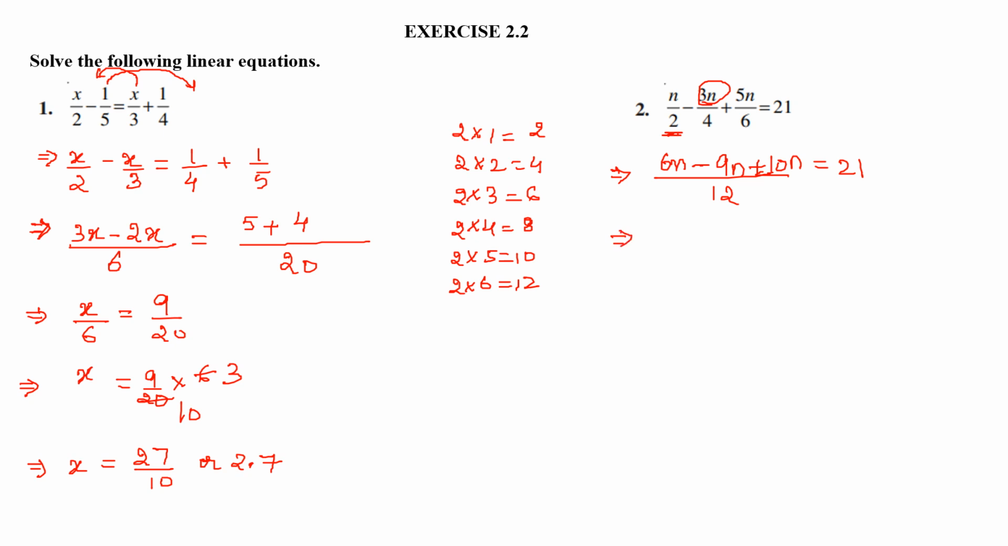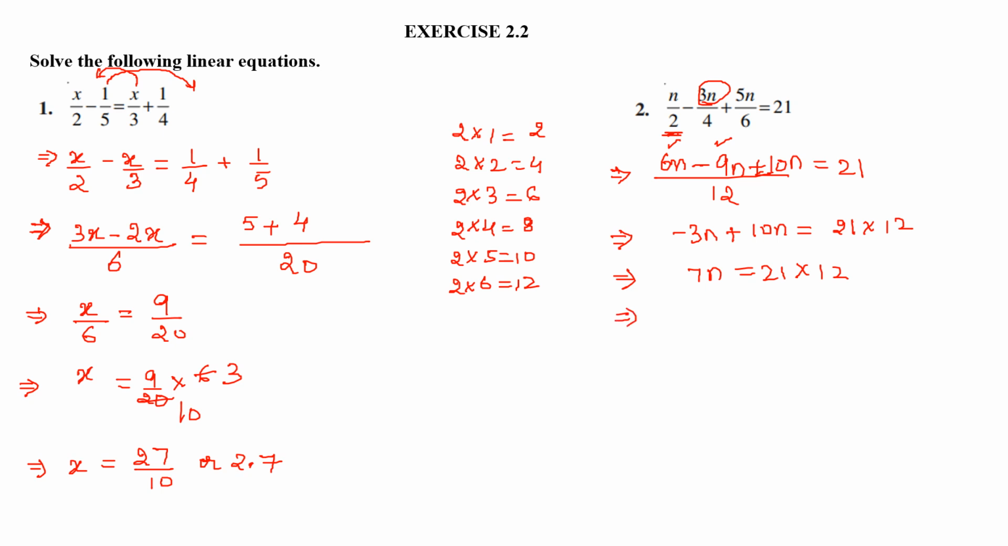Now 6n minus 9n. Okay, 6n minus 9n. 6 minus 9 will give me minus 3n plus 10n. And I'm transposing this denominator 12 to the other side, so division will change to multiplication. Next, minus 3n plus 10n will give me 7n equal to 21 into 12.